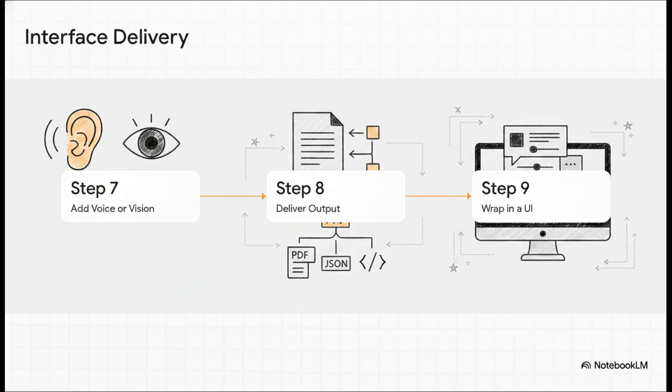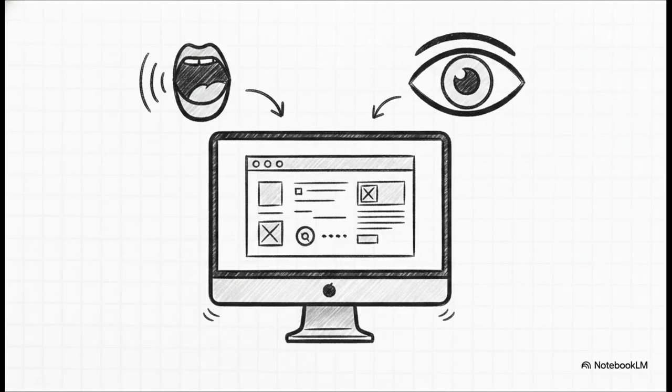Finally, step 9, wrap it in a UI. Creating a front-end interface takes your raw and invisible script and turns it into a tangible product that a user can actually interact with. To achieve this final layer of polish, there are some fantastic tools out there.